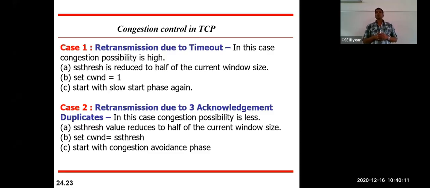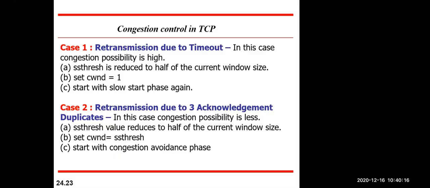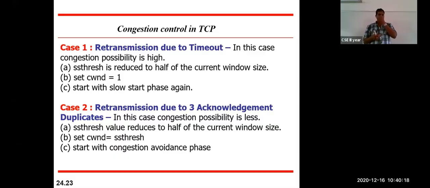And what happened to the threshold value? Threshold value was cut to half. Remember that. The first step itself, step A, is that the SS threshold value reduces to half. Then we are setting the congestion window to the SS threshold, the slow start threshold level. Then which stage are we starting with now? Is the congestion window equal to 1? No. So it is the congestion avoidance phase.